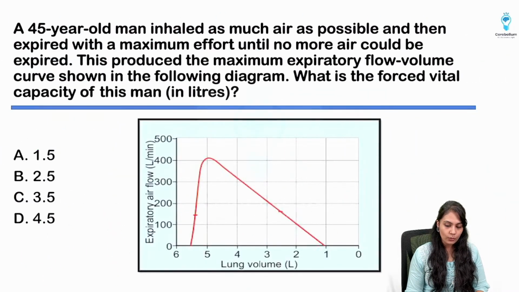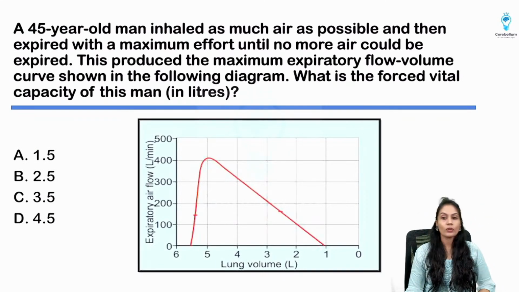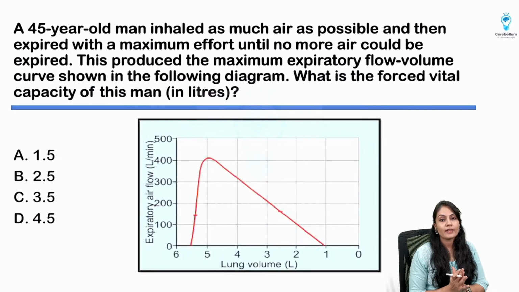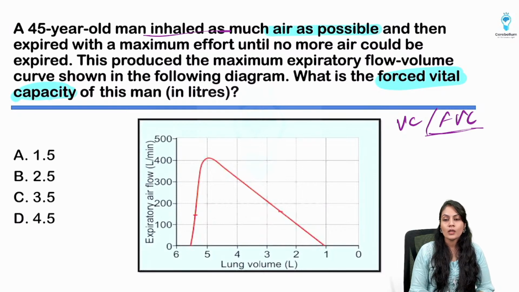So all of you are right. It's a very easy question, isn't it? This question again came in NEET PG. Solve this question and tell me what the answer is going to be. Say what you have to calculate. I'll make it easy for you. The person is inhaling as much air as possible, that means forceful inspiration, and produces a maximum expiratory flow volume curve, right? What they have asked is forced vital capacity. Vital capacity or forced vital capacity is what you have to measure. What is the formula for forced vital capacity? How are you going to measure it?